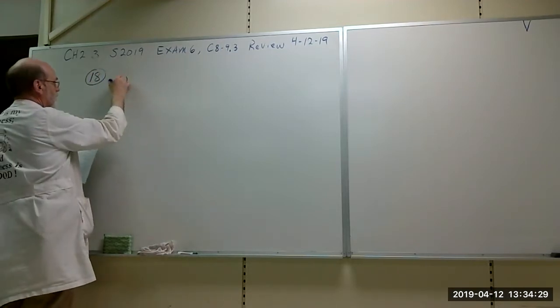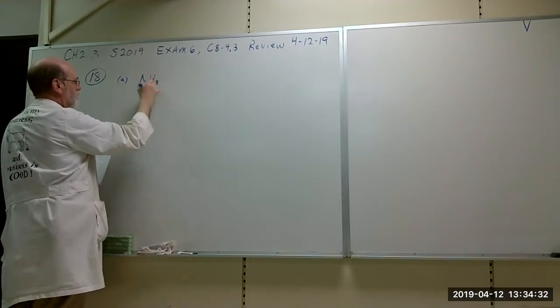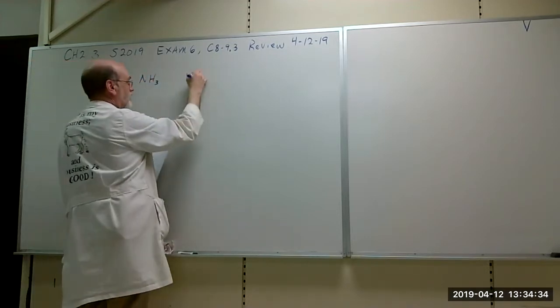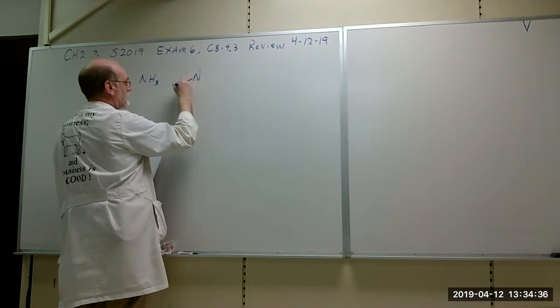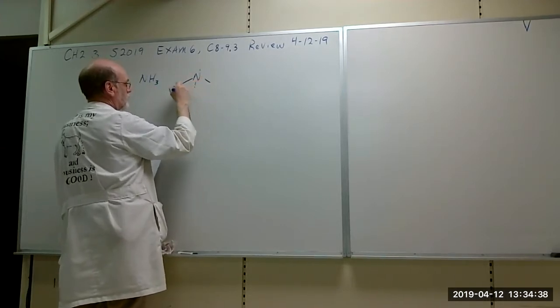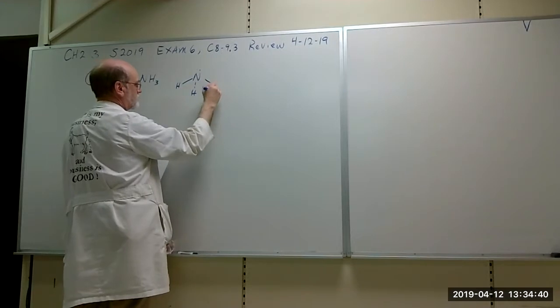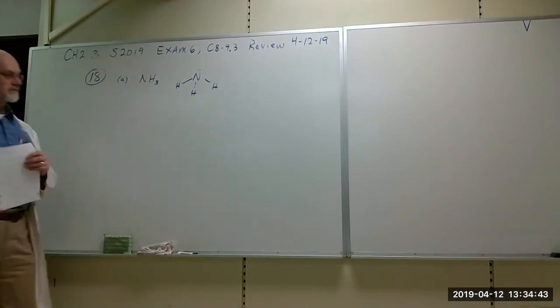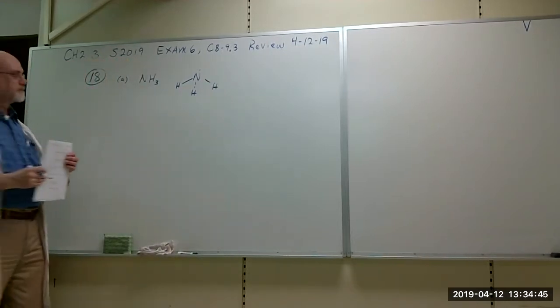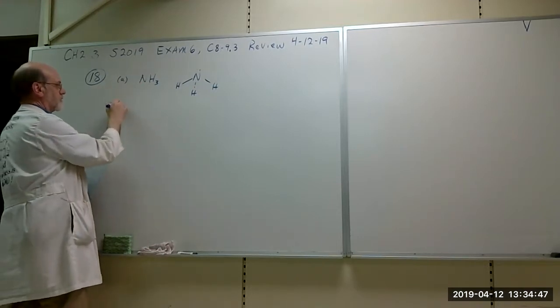Okay, we've got ammonia. It only has one possible structure. That's it. Can't make any others. Right, so no resonance there.